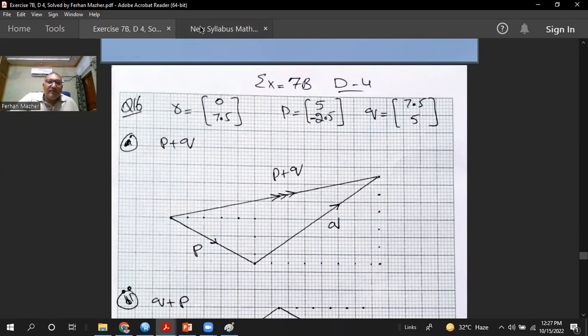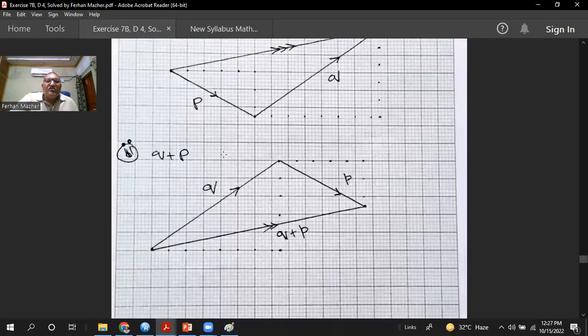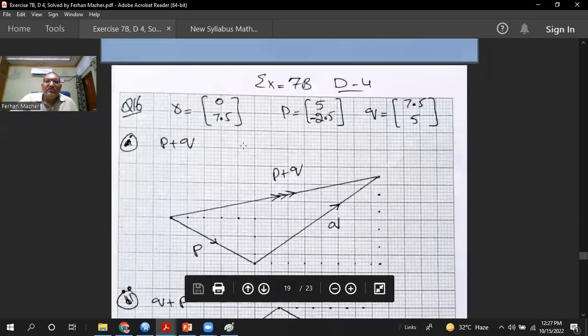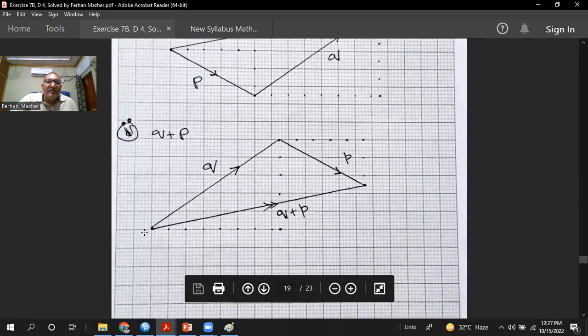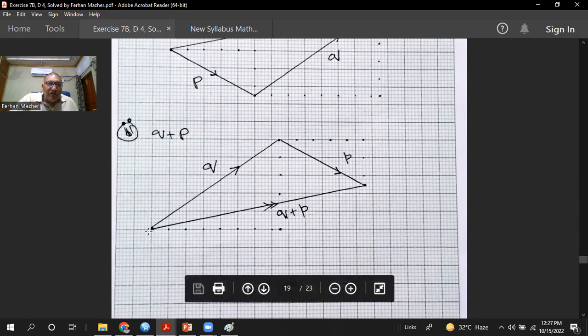Okay. Then their question is find Q plus P. So first of all, I will draw Q, starting from here. Q is 7.5. Then at this point, I will draw P. Then I will join the tail of Q with the head of P. That will give me Q plus P.